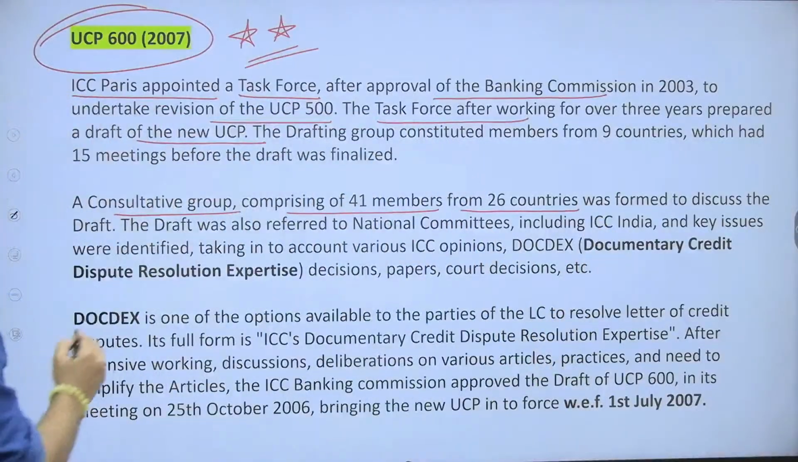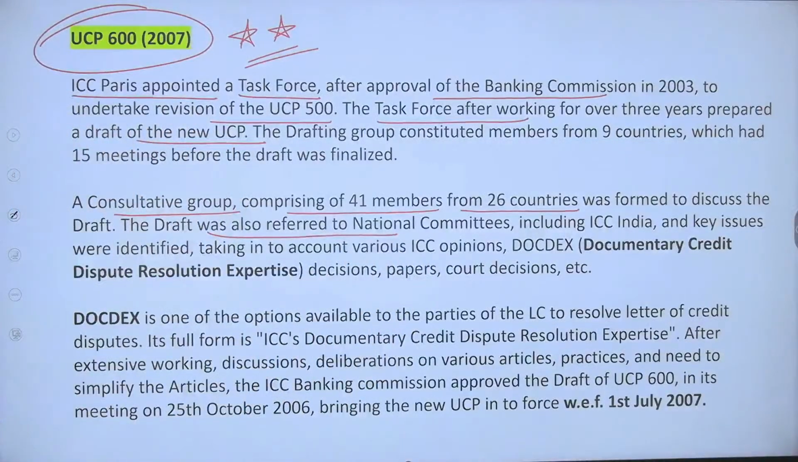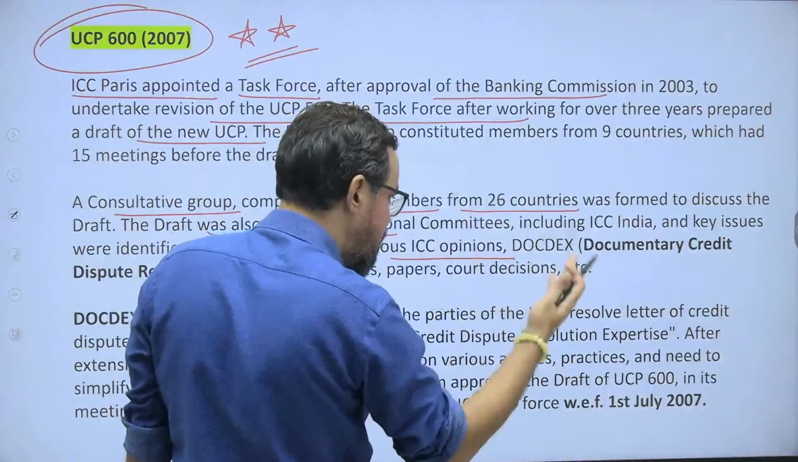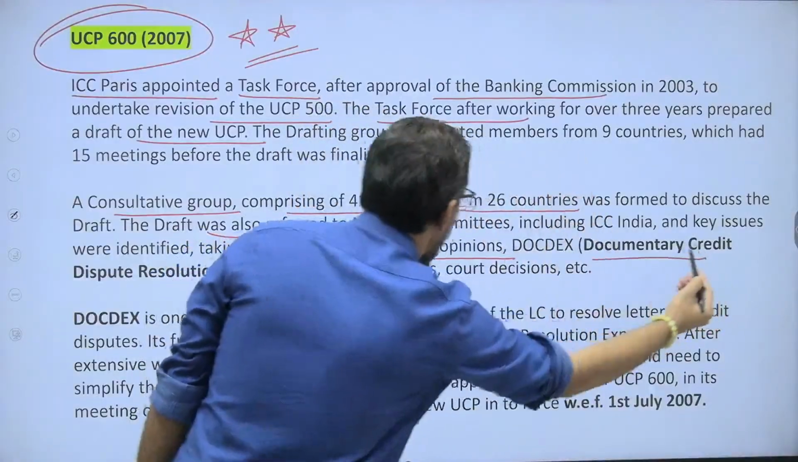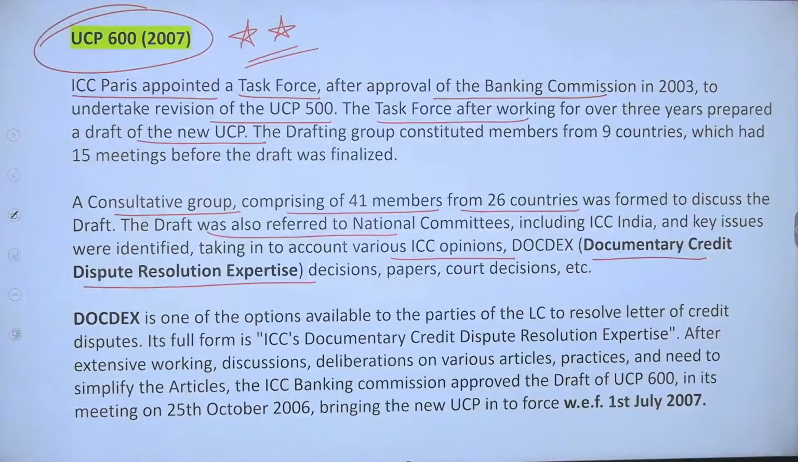the draft. The draft was also referred to the National Committee, including ICC India, and key issues were identified, taking into account the various opinions, documentary credit dispute resolution expertise, decisions, papers, court decisions and others, which were generally part of this.